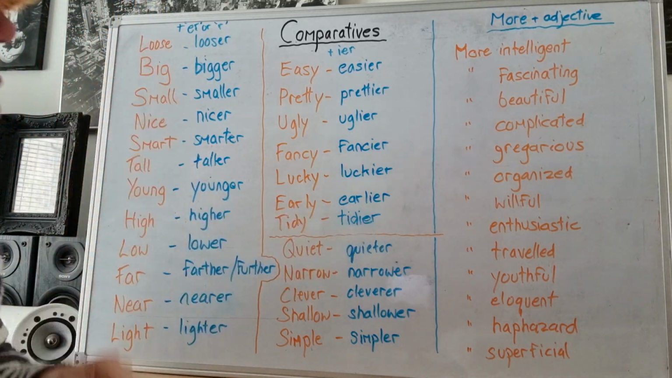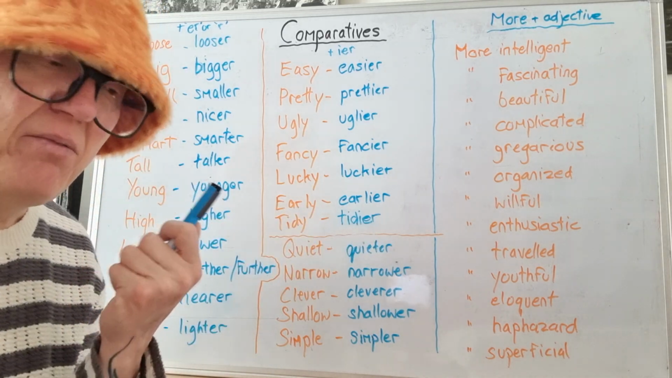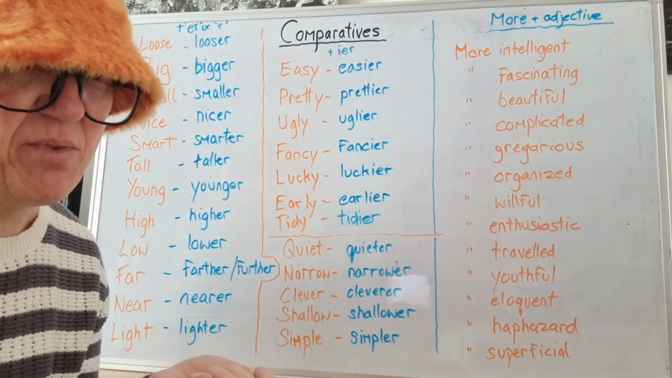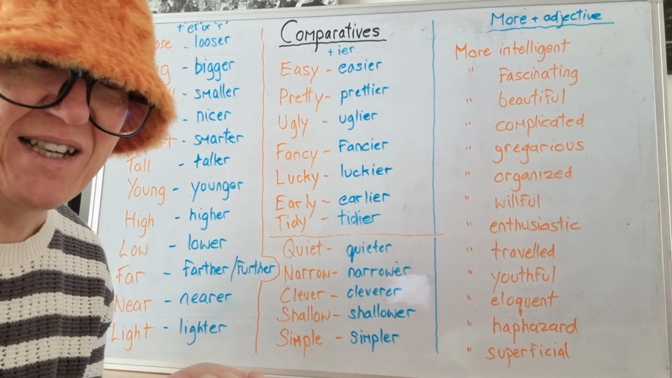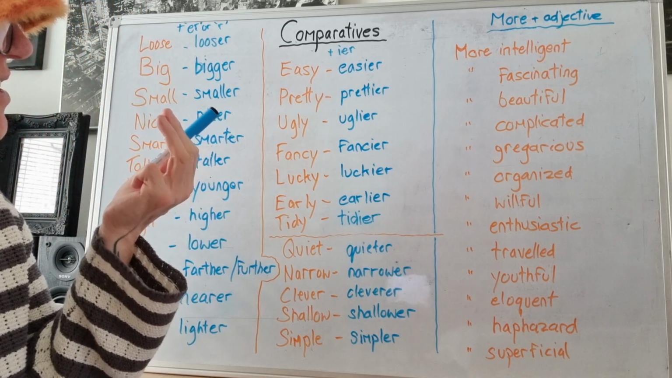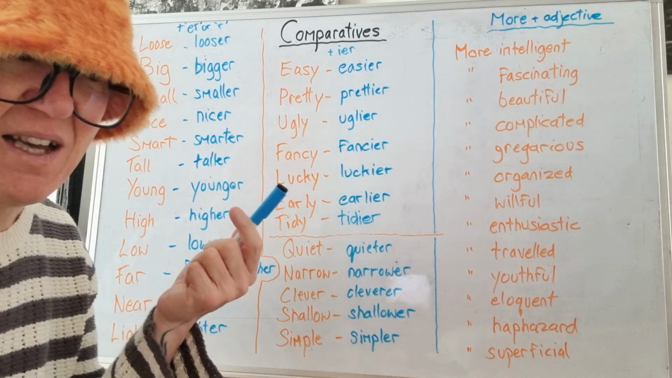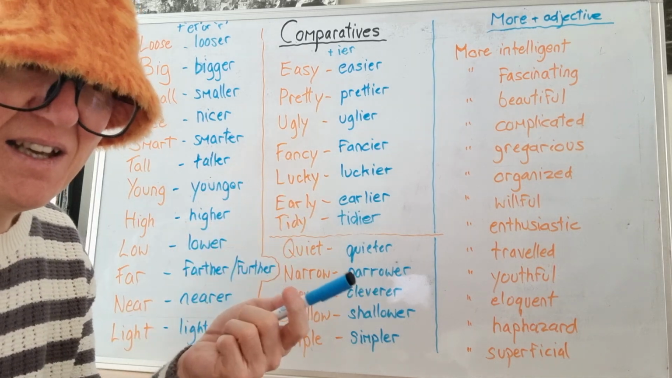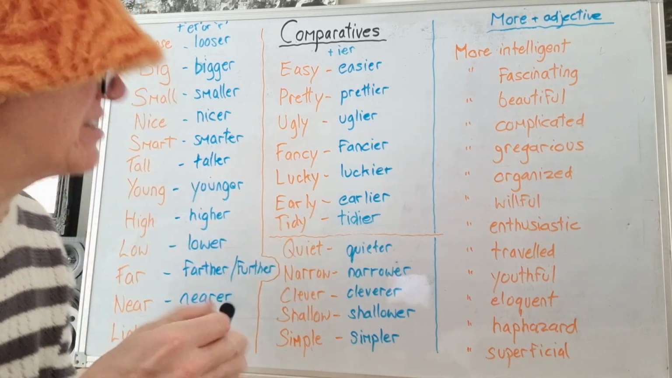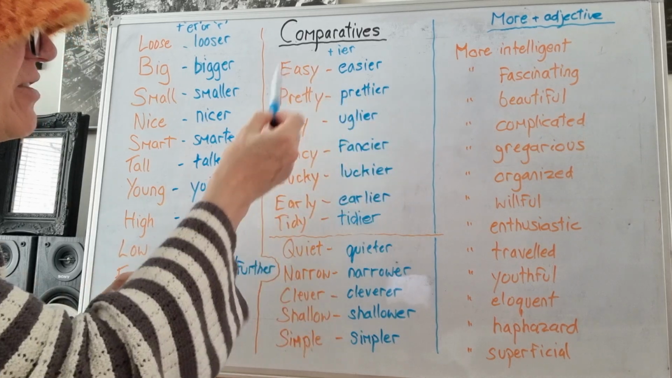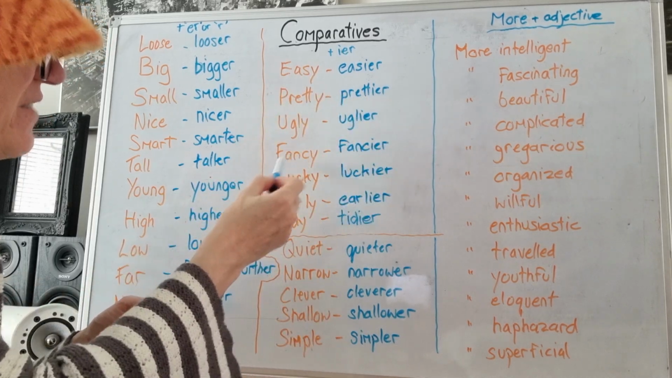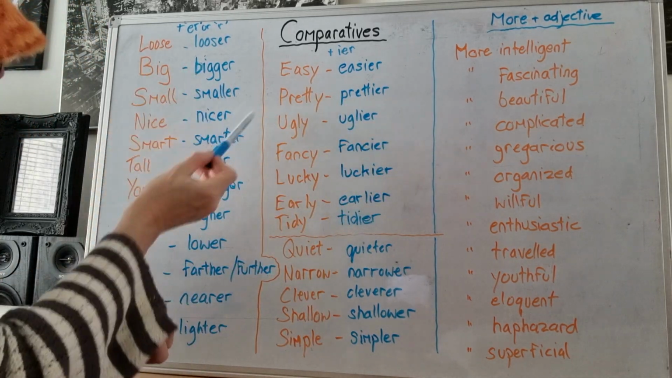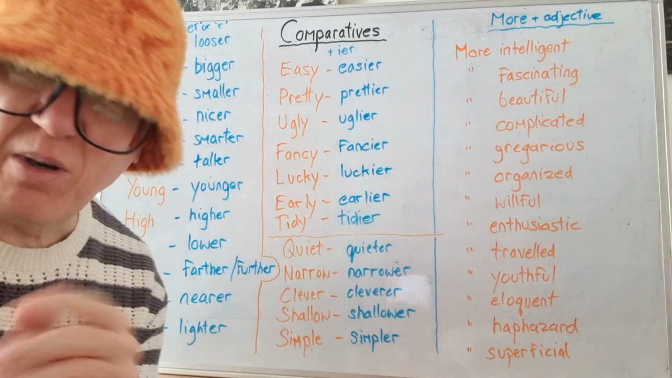Okay, there you go. That's comparatives. I will probably do a video on superlatives, although superlatives are really easy. We take the word and we put IEST and we put the at the beginning. So this would be the easiest, the prettiest, the ugliest, the fanciest, the biggest, the smallest, the nicest. So I probably won't do a video.